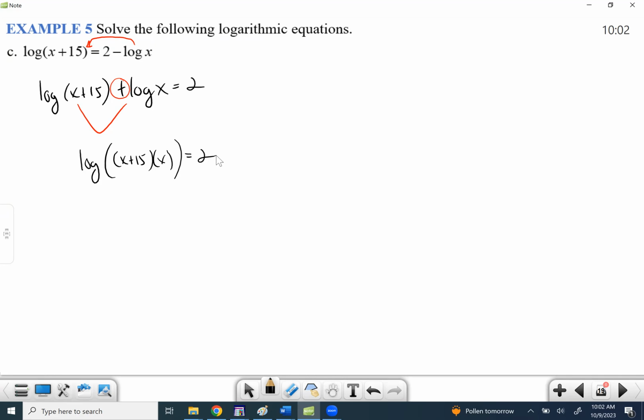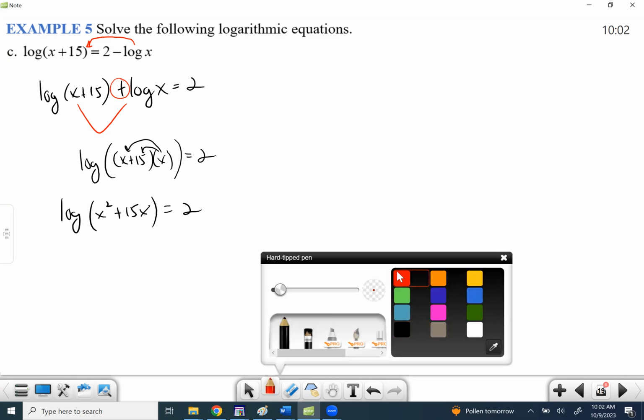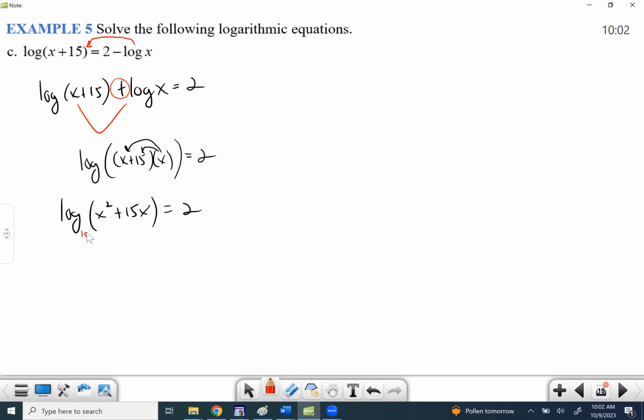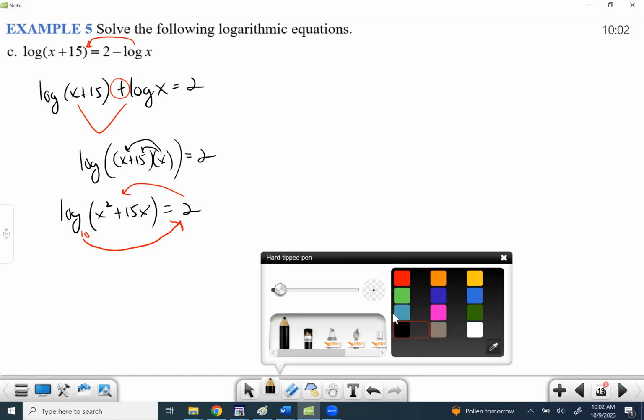All right, so that's going to get us log of x squared plus 15x. Okay, the base isn't there, so you just got to know that if it's not there, it's a 10. This is the common logarithm. Because now we can use the hook method to say 10 to the 2nd equals x squared plus 15x.